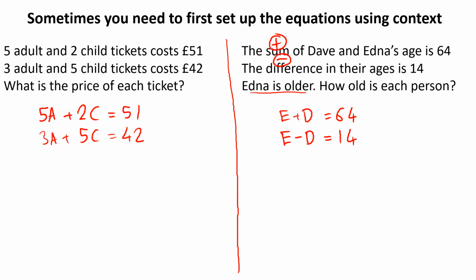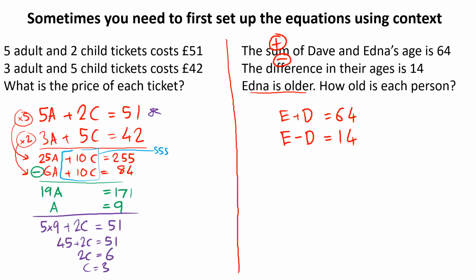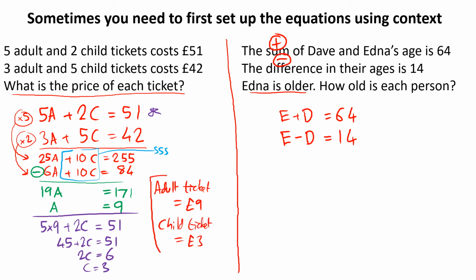So I'll finish them off, but you should be doing that yourself at this stage. So for the first one, you'll end up with A is 9 and C is 3. Just remember, if it's asked a question like this, you need to put this back in context. So we'd have to say at the end that an adult ticket is £9 and a child ticket is £3. So yeah, if context is in the question, context needs to be in your answer as well. Remember, you can obviously also check that. 5 adults plus 2 children, that's 45 plus 6, yeah, that is 51.